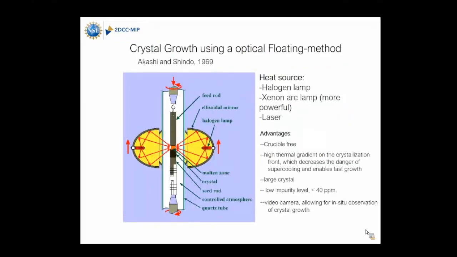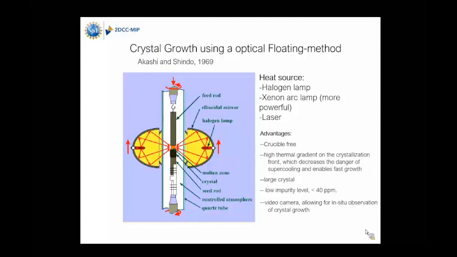And then in the 1960s, the optical floating zone was developed by these two people. In this type of floating zone, the heat source is not an inductor. It's a lamp. It could be a halogen lamp or a xenon lamp, which is much more powerful. Or it could be a laser. My floating zone furnace uses halogen lamps.